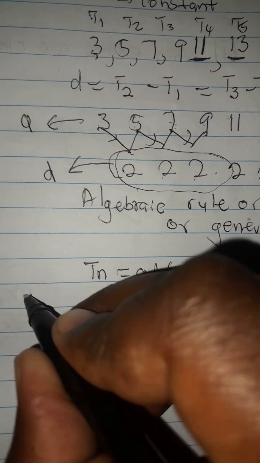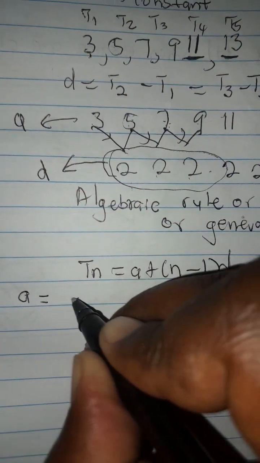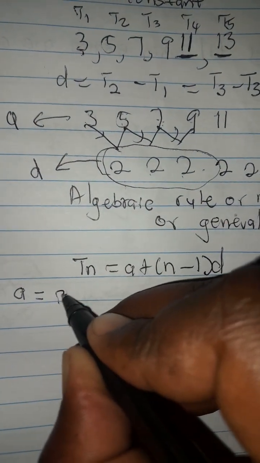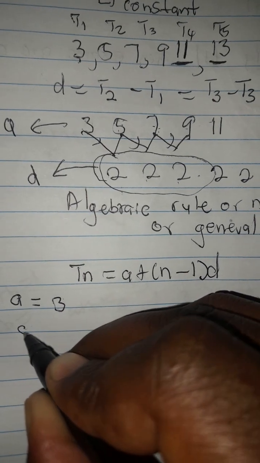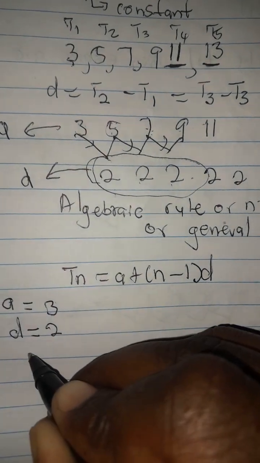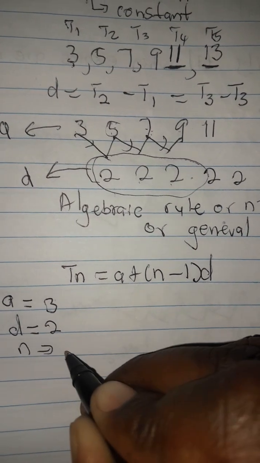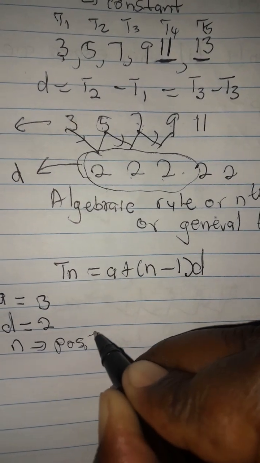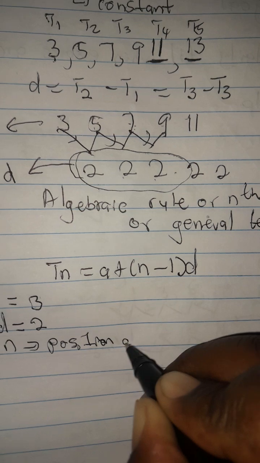So first thing, collect the data. What is your first term, which is A? Your first term is 3, term 1. Then what is your difference? Your difference is 2. So you ask yourself, what is n, guys? n represents the position of the term.